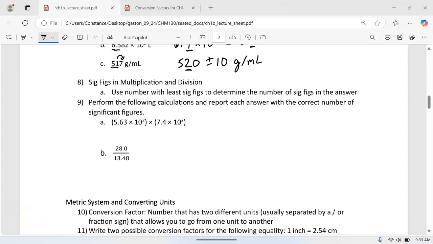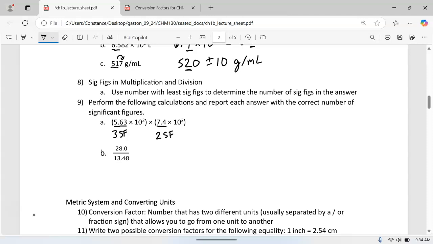Okay, in this first example, I have 5.63 times 10 to the second, and I've got to figure out how many sig figs are in that number. So if I start at the leftmost digit and trace across and ignore the scientific notation part for sig figs, then I find that I get 3 sig figs in this first number. Okay, and then for the second number, again, both of those non-zero digits count. That's 2 sig figs.